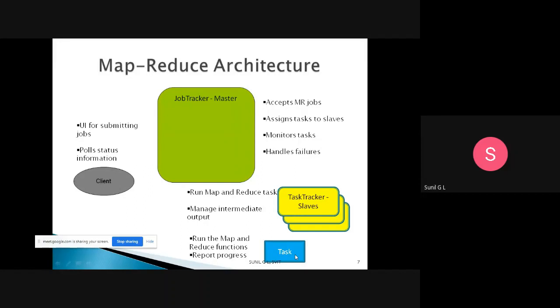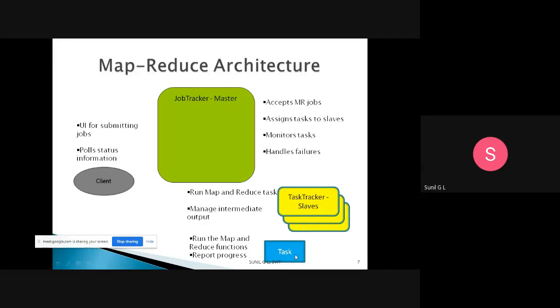So here the job tracker will assign the job to task trackers. The task trackers are nothing but slaves. They will do the actual tasks. So this is the map reduce architecture. In an exam, they may ask you to explain the architecture of map reduce. So here, job tracker, task tracker, client will submit jobs to the job tracker.